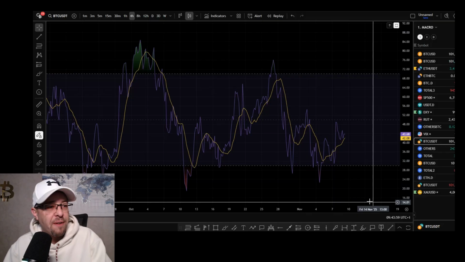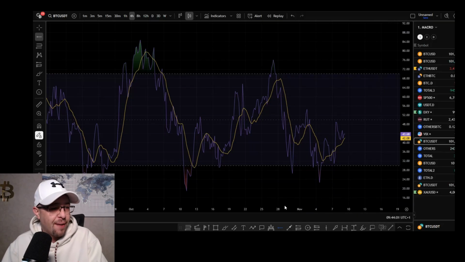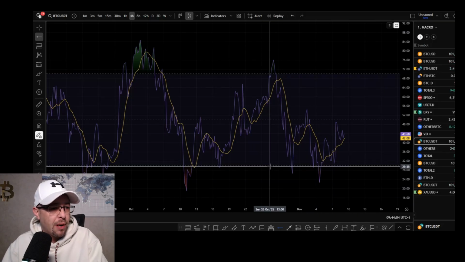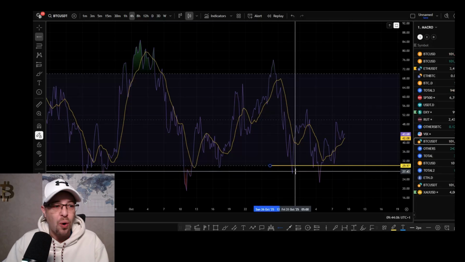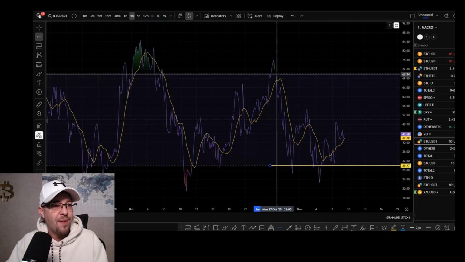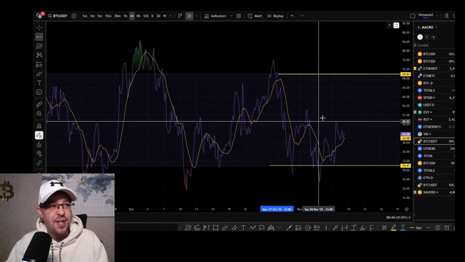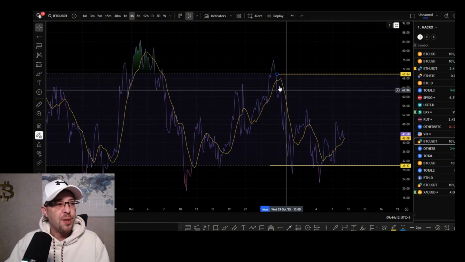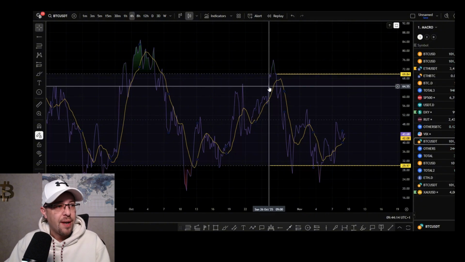Now, we talked before about above 30. So you've got your 30 level here. Anything below 30 is oversold. And then at the top, you've got your 70 level. Anything above 70 is overbought. So what we're going to do is double click this because it's not very clear.